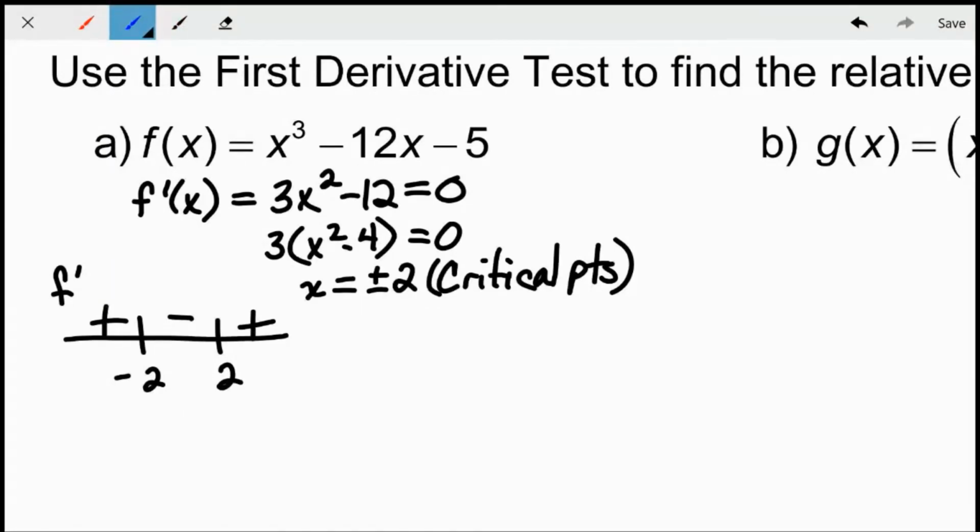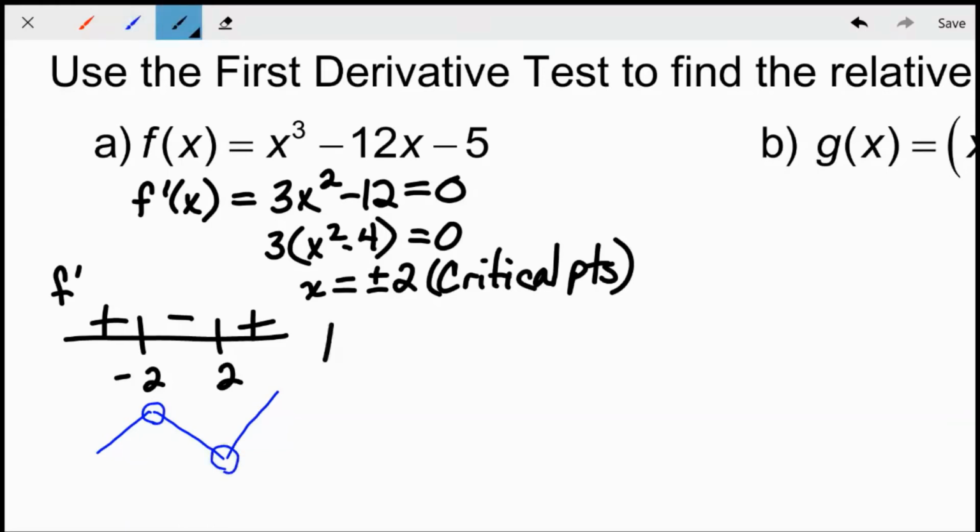So underneath my sign chart, I'm just going to graph essentially what the function is doing. The function is increasing till we get to -2. It hits a slope of 0, then it decreases. Then it hits a slope of 0, and then it increases again. Okay, so obviously that's not what my function looks like exactly, but I know at this point, clearly there's a maximum, and at this point, clearly there's a minimum.